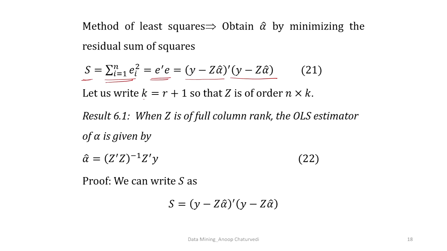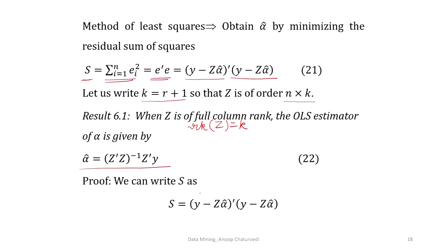Now, we write k equal to r plus 1, so that z is of order n cross k. We assume that z is of full column rank, that is, rank of z is equal to k. Then the OLS estimator of alpha is given by alpha hat equal to z transpose z inverse z transpose y.